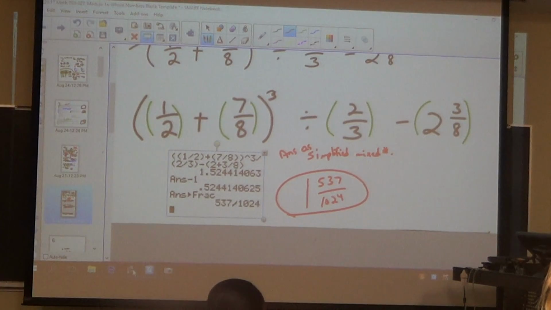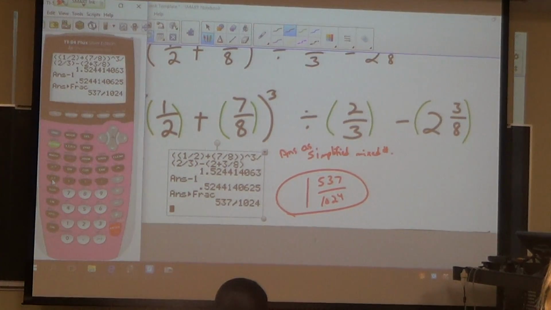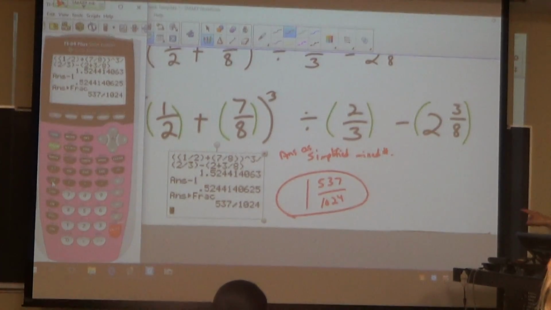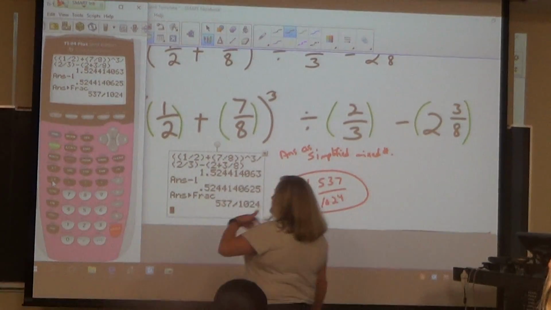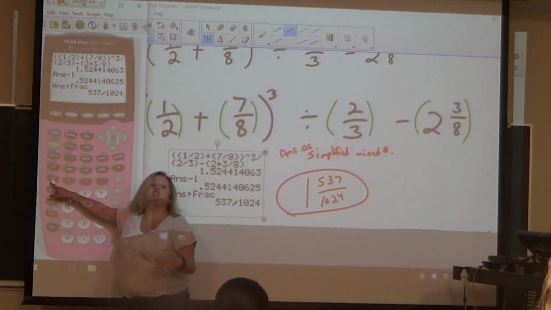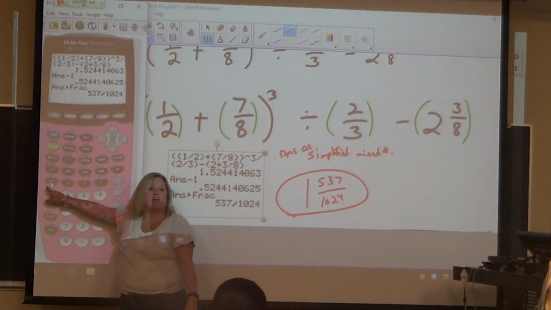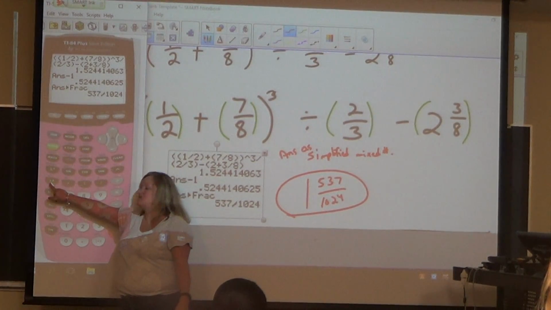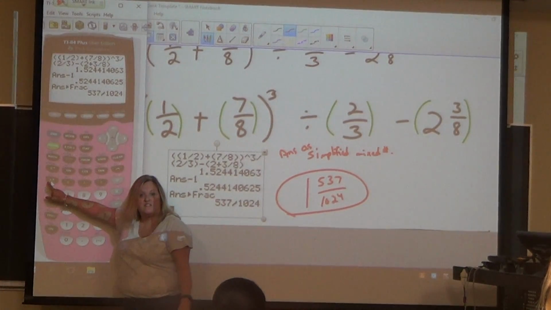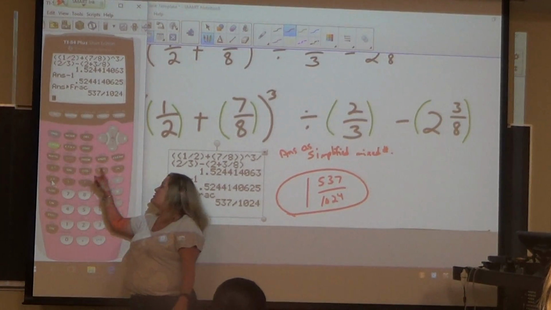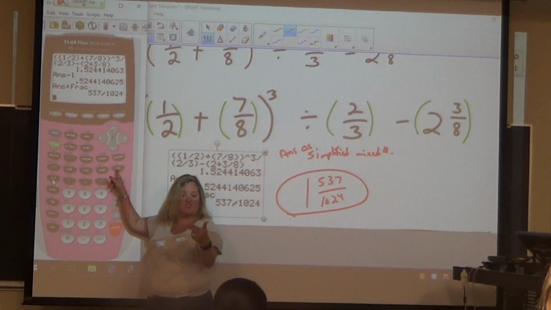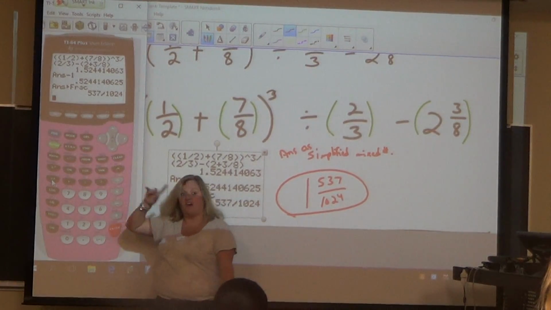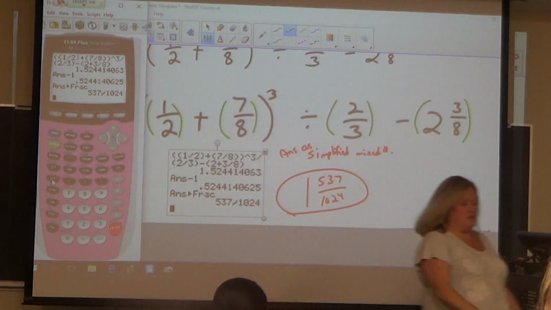Now, I have some people who know how to use this button right here, where my arrow is. This button is the to the second button. That's all that button does, is to the second. So if you're doing 5 to the second, that's what that button does. If you're doing anything else, to the third, to the fourth, to the fifth, you're going to have to use the to the button.